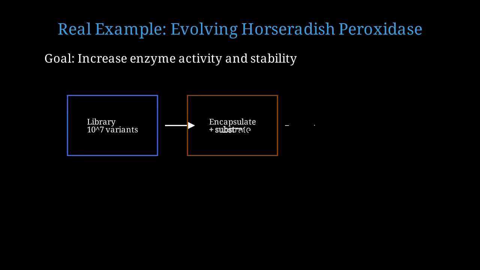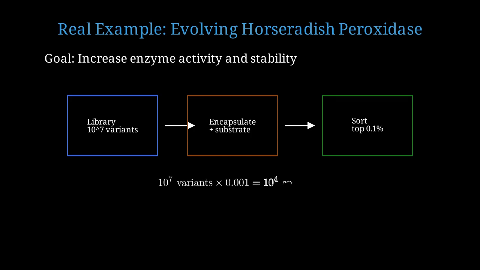They created a library of 10 million variants through random mutagenesis. Each variant was encapsulated into droplets with a fluorogenic substrate. After incubation, they sorted the droplets and collected the top 0.1%. From 10 million variants, collecting the top 0.1% means 10,000 variants are kept.